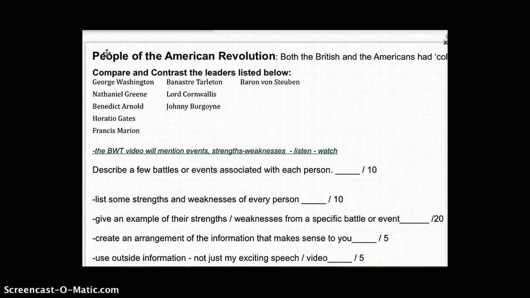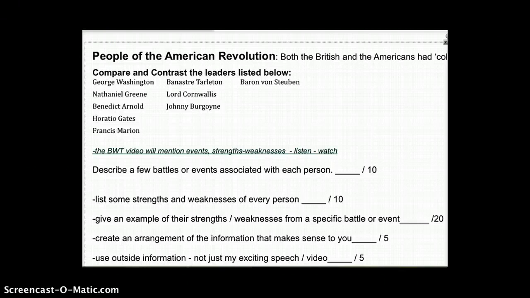Your present assignment looks something like this. You are supposed to take notes on the people from the American Revolution, people that are both on the British side and on the American side. You are watching a video that gives you some of these details, so you are going to use that video, and you need to look up additional information.